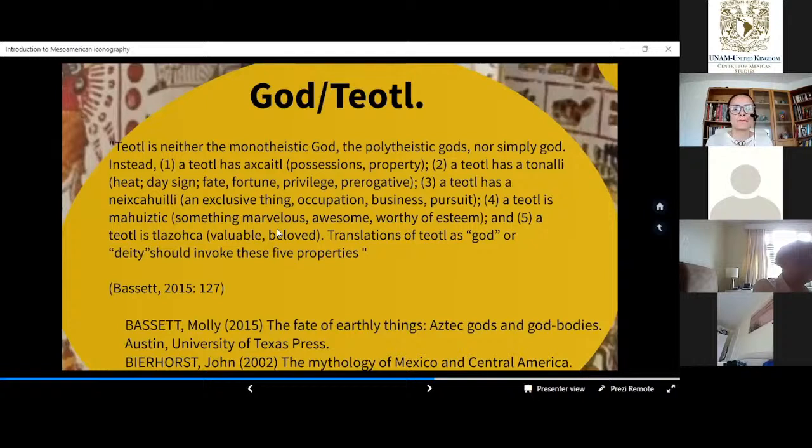He has an occupation, a business, and also he is something marvelous, something awesome, something that is really worthy, beloved and valuable. So that is the difference between the idea of a deity that is just like a person, like a character, and the idea of Teotl or god in the pre-Hispanic term, that exchanges identities, or particularly more than identities, exchanges functions. So that's the reason we will see in iconography that a god that we think is totally different from another, in reality, has a lot of things in common, and they share a lot of things.